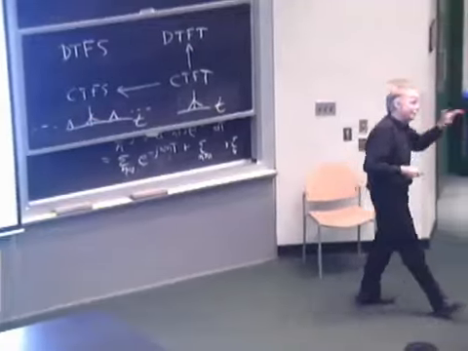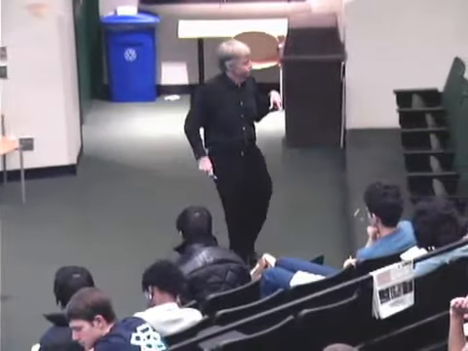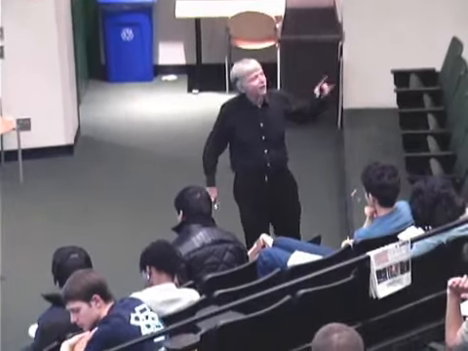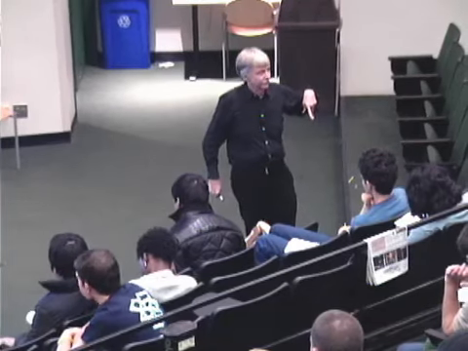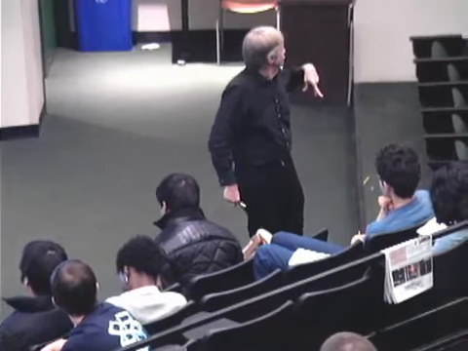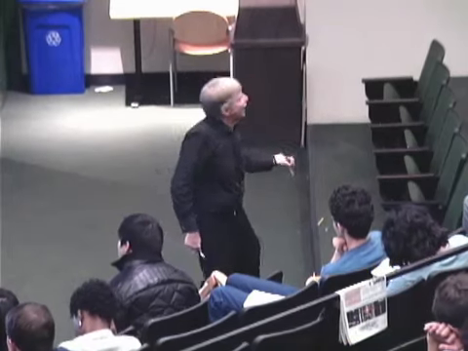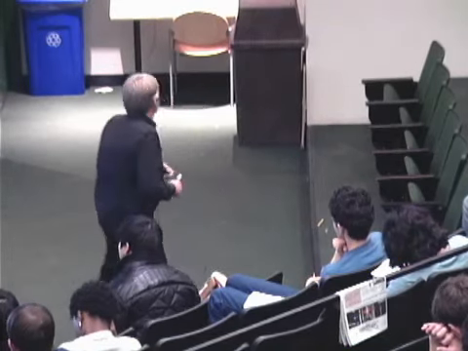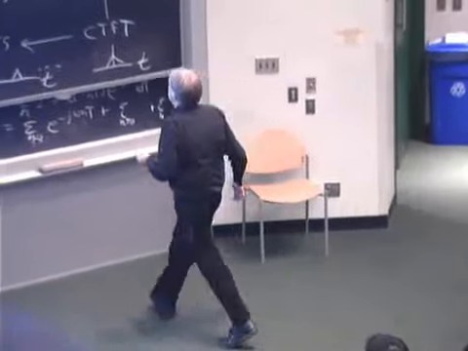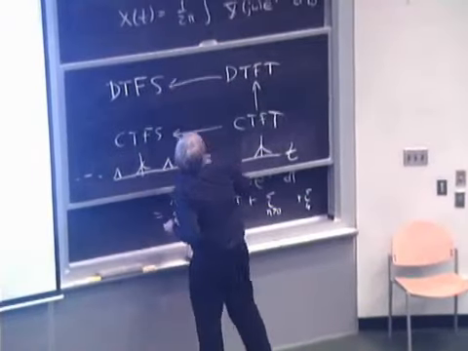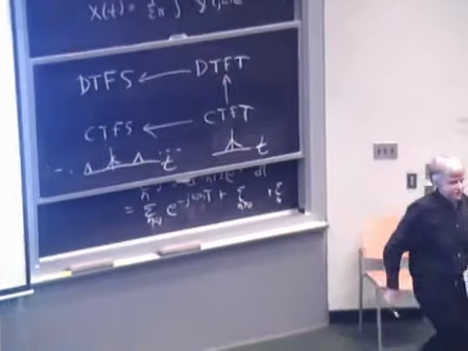What happens if you sample in time? Sample in time is multiply by an impulse train. Multiply by an impulse train is the same as convolve in frequency. Convolve in frequency makes it periodic. Sample in time, periodic in frequency. The last example is just to do this direction. What happens if I take the DTFT and try to turn that into a DTFS?